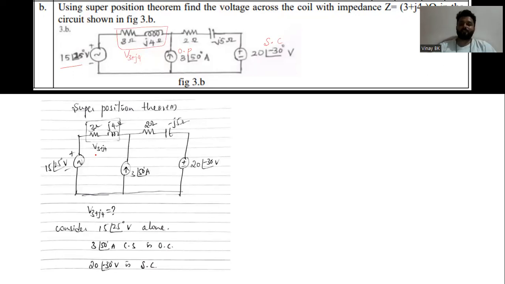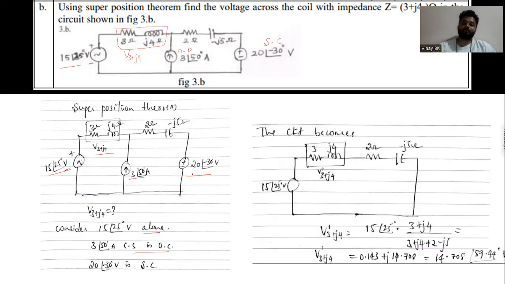V3 plus J4 you need to find. So now we are considering 15 at an angle of 25 volts alone, so that this 3 at an angle of 50 amperes current source will be open circuit, and 20 at an angle of minus 30 degree will act as short circuit, so the circuit looks like this. The current source will be open, and this 20 at an angle of minus 30 will be short circuit. So now we just apply the simple voltage divider rule.